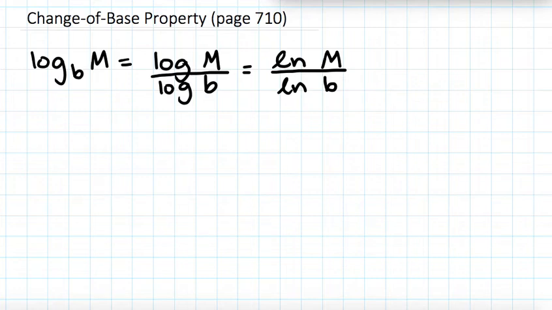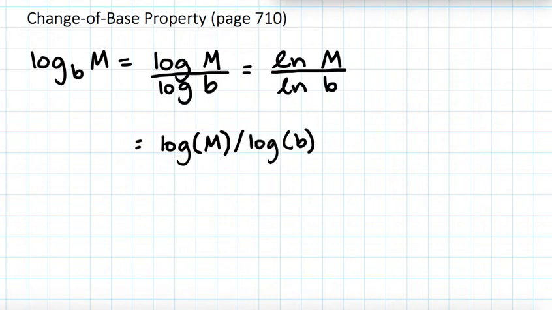So the way that I would type this in a calculator is using the log button. It's going to open up a parentheses, m, I need to close the parentheses after that, and then divided by log of b. Or with the natural log, it would be natural log m, close parentheses after that, and then divide by natural log b.